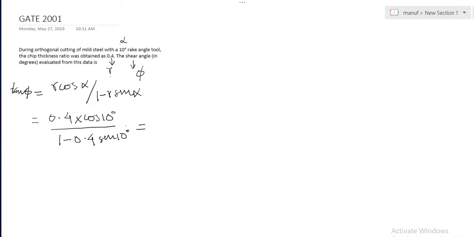So we will get the phi equal to 22.94 degree.